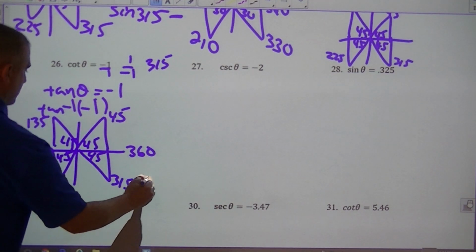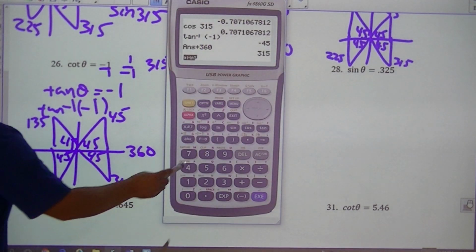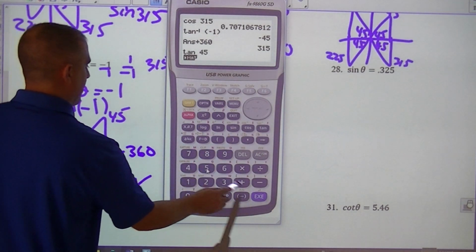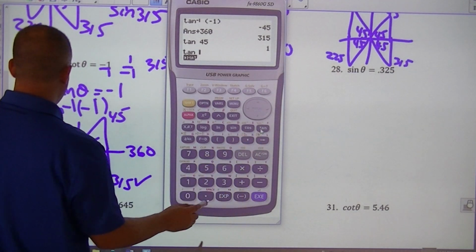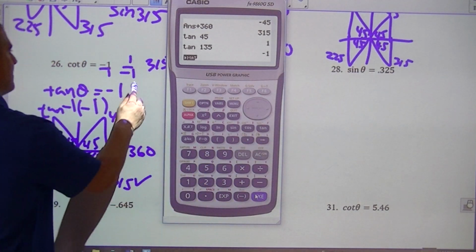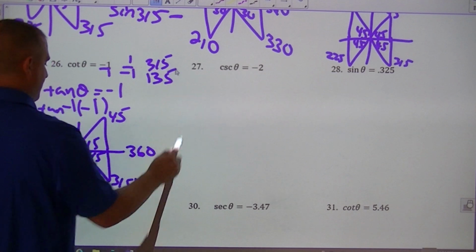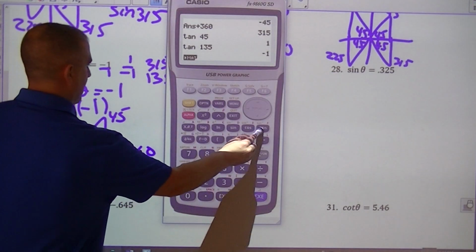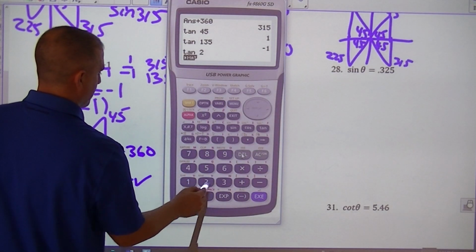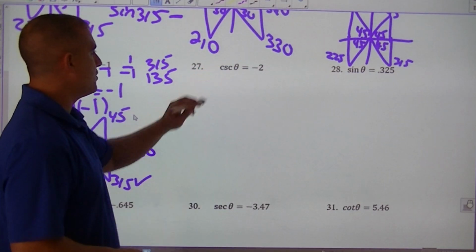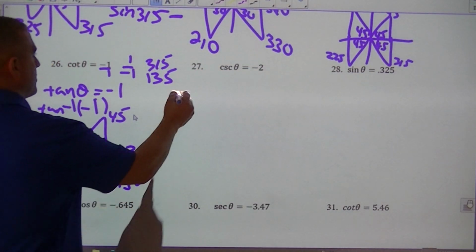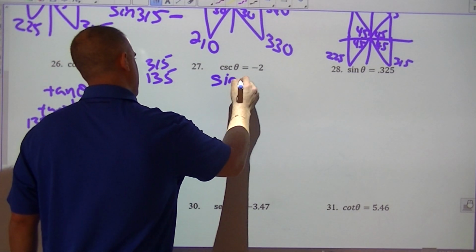Now, I already got this one to work. So what I want to do is type in tan of 45. That becomes a positive. I'm looking for a negative. Tan of 135, I got my negative. So that's going to be 135. And if you type in the tan of 225, you'll see that it's positive.